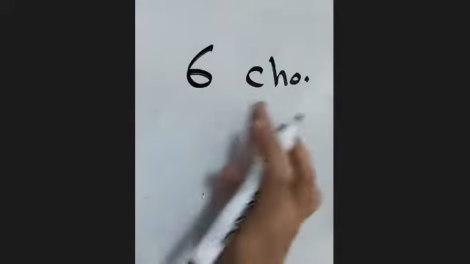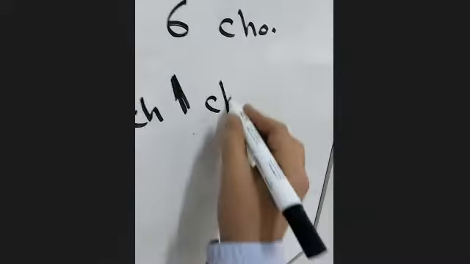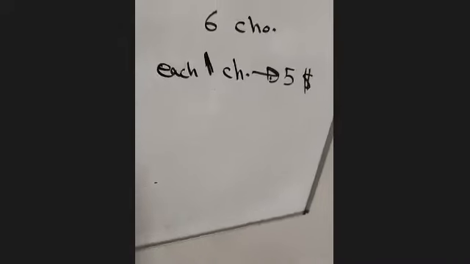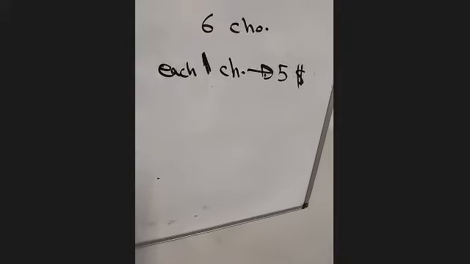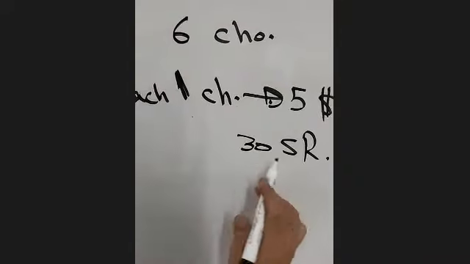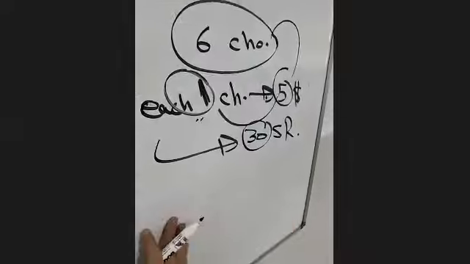Now you go to the supermarket and you want to buy 6 chocolates. How many chocolates do you want to buy? 6 chocolates. The owner tells you that each 1 chocolate costs $5 or 5 riyals. How much will you pay? $30 or 30 riyals, okay? How did you get the 30? What did you do? I multiply. You multiply the number of chocolates by the cost of each 1 chocolate to find the total, right?